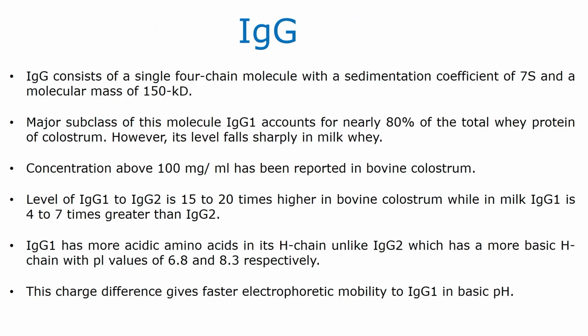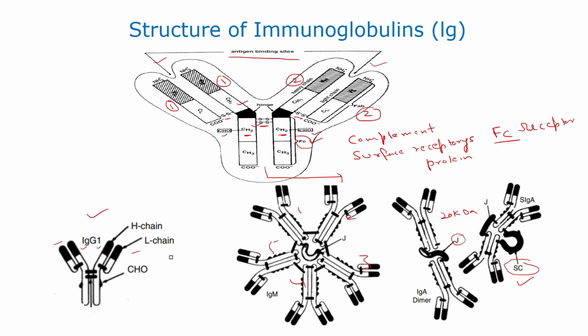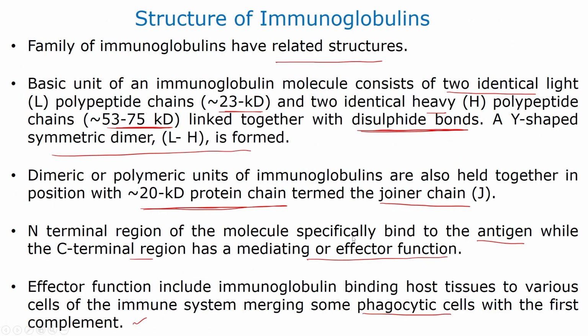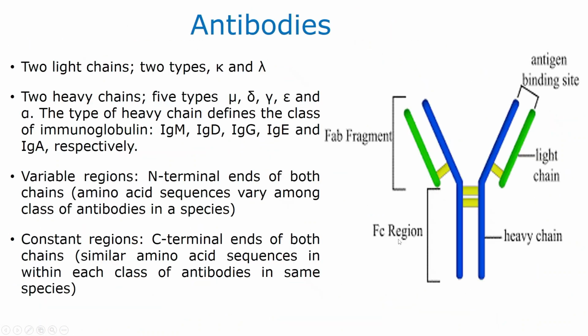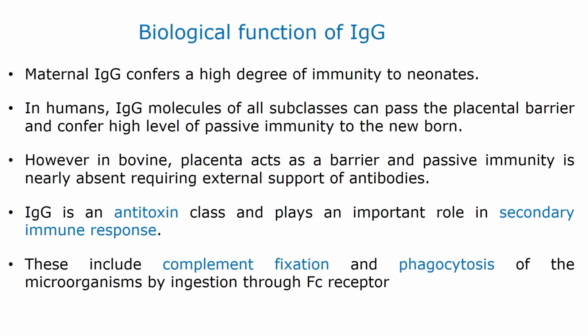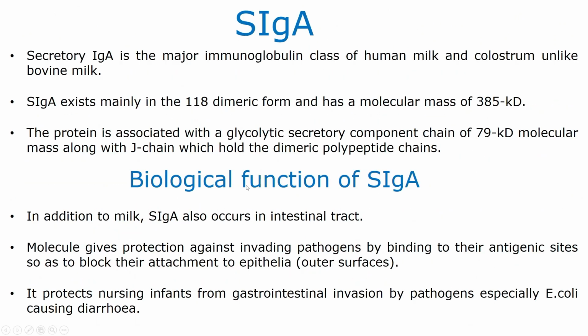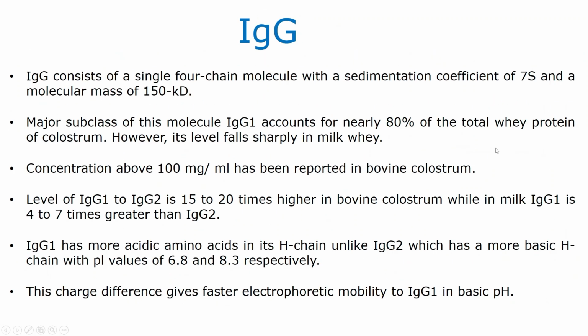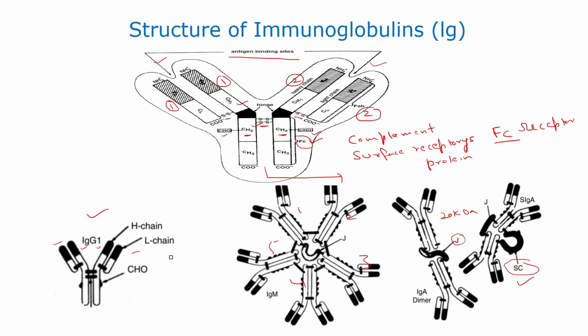I will just tell you the secretory component molecular weight. It is around 79 kilodalton. Okay, so yeah. So two IgA subunits are linked by the J component and the secretory component. The J component has a molecular weight of 22 kilodalton, whereas the secretory component has a molecular weight of 79 kilodalton.